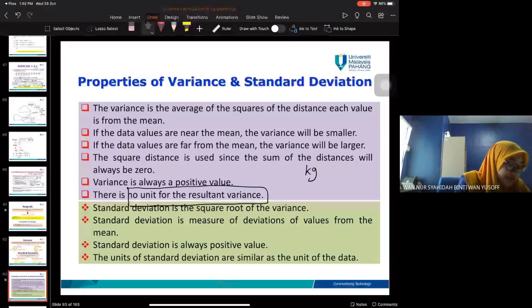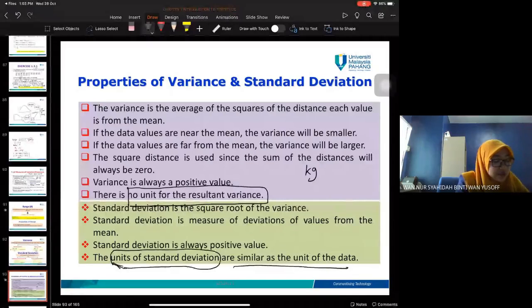Okay, but there is a unit for the standard deviation. The unit of the standard deviation is similar to the unit of the data. So if your data is in kg, then the unit for the standard deviation will be in kg.